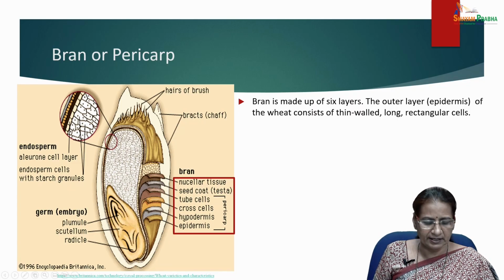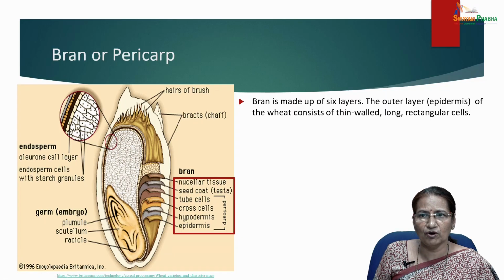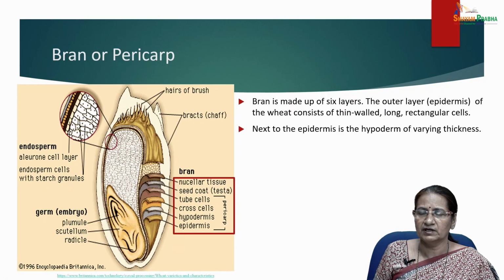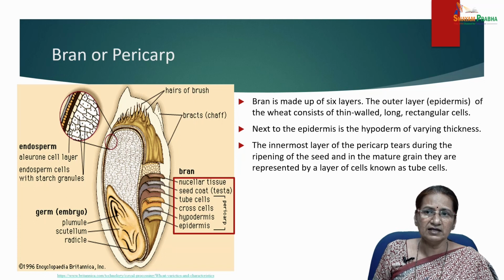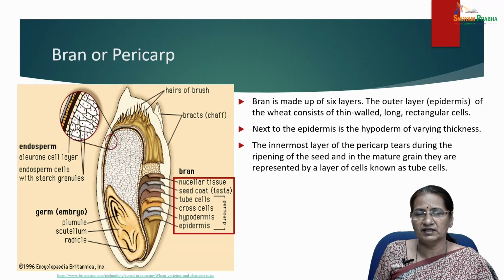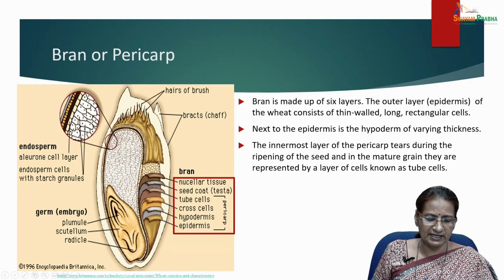The outer layer, epidermis, of the wheat consists of thin-walled, long rectangular cells. Next to the epidermis is hypoderm of varying thickness. The innermost layer of the pericarp tears during the ripening of the seed, and in the mature grain it is represented by a layer of cells known as tube cells.